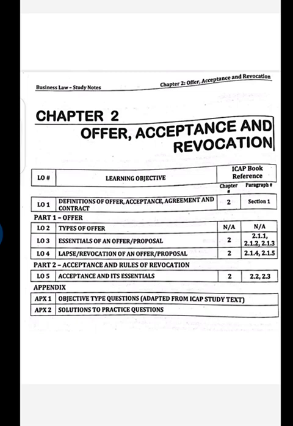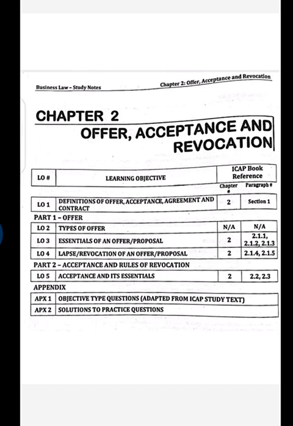The course book which I will follow is the book of ICAP, and the learning objectives that will be covered in today's lecture include the definition of offer, acceptance, agreement and contract. Then we will discuss the types of offer, then the essentials of an offer and proposal, then the revocation of an offer or proposal, then the acceptance and routes of revocation, acceptance and its essentials.